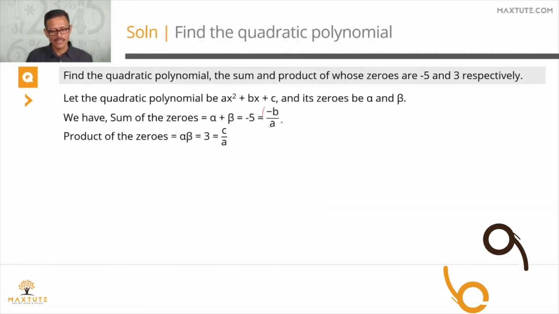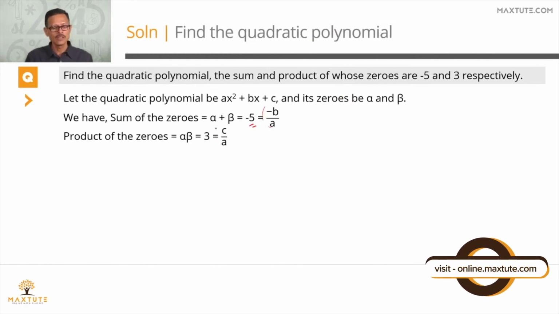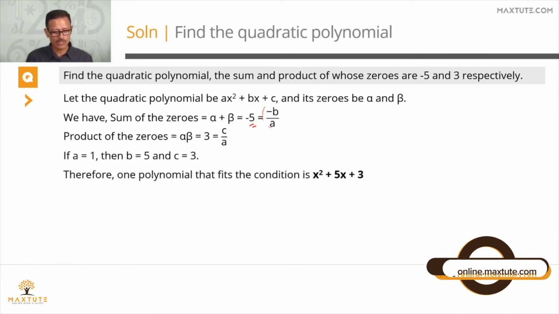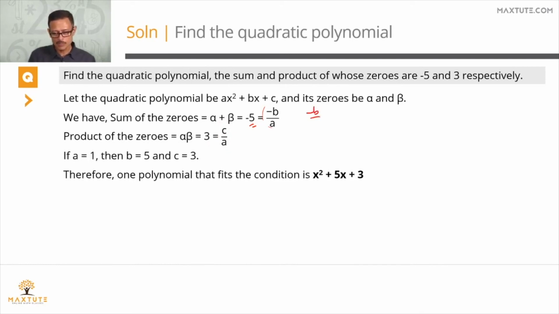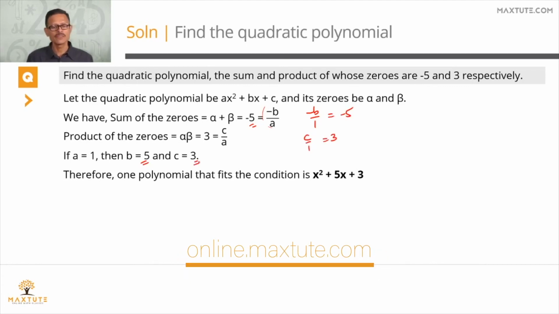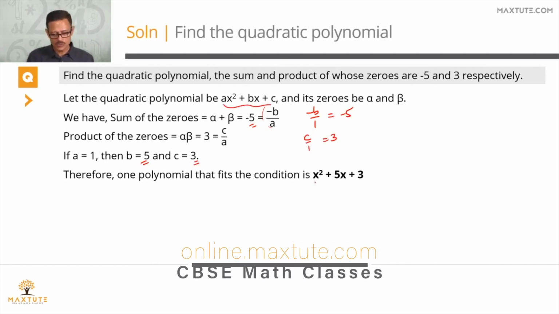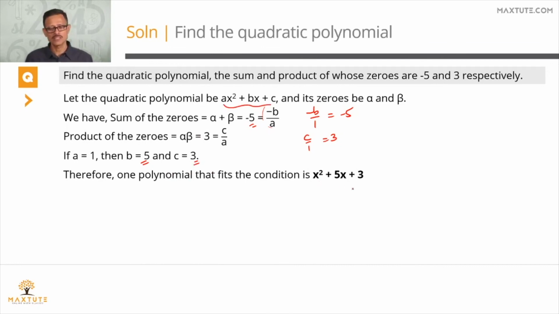The sum of the zeros is equal to minus b by a, which we know is minus 5. Product of the zeros is equal to c by a, which is equal to 3. If I take a to be equal to 1, then basically minus b upon 1 is equal to minus 5. So b becomes 5. And c upon 1 is equal to 3, which means c becomes 3. So the polynomial is going to be ax square, which is 1x square plus 5x plus 3.